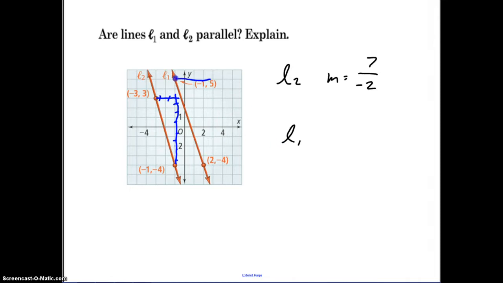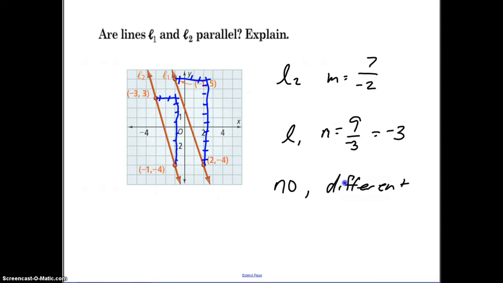Now, let's do line 1. So my rise, well, that was actually my run. Haha. And now there's my rise. I'm rising 1, 2, 3, 4, 5, 6, 7, 8, 9 blocks, and I'm running 1, 2, 3. And again, to the left is negative, and this one reduces to -3. So my question is, are these lines parallel? Well, in order for them to be parallel, they have the same slope. So no, these are not parallel, and I explain they have different slopes.